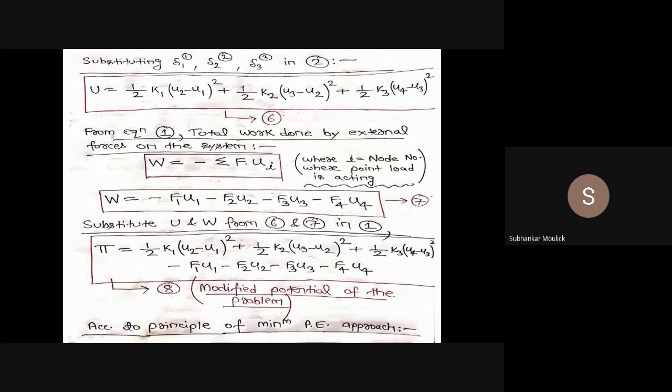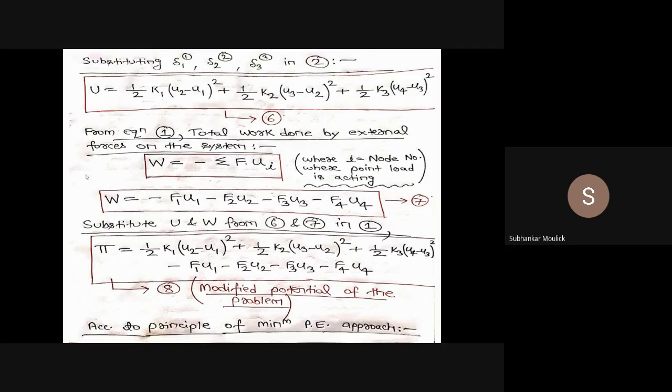Then the resulting expression of strain energy becomes U equal to half K1 (U2 minus U1) whole square plus half K2 (U3 minus U2) whole square plus half K3 (U4 minus U3) whole square. Equation number 6. Is it okay? Any doubt so far? No, sir.